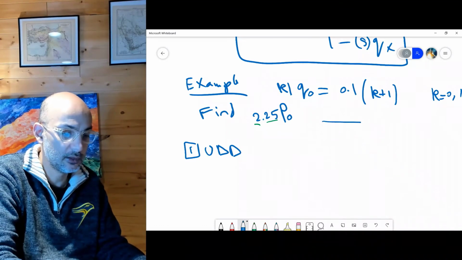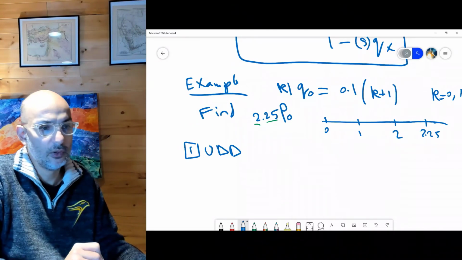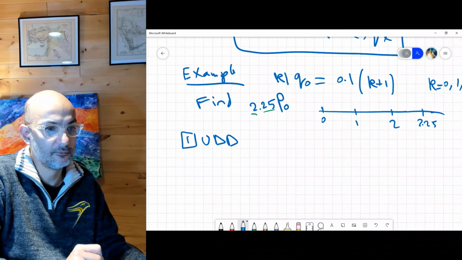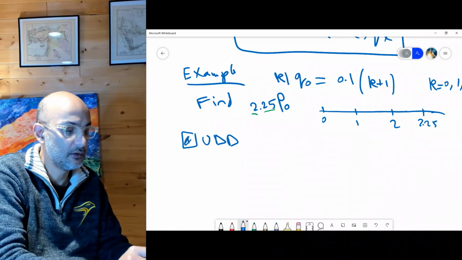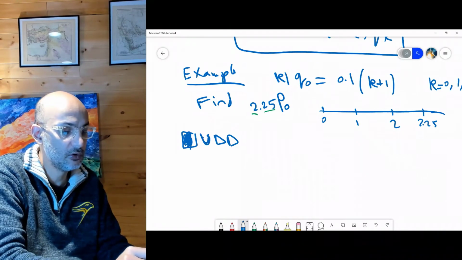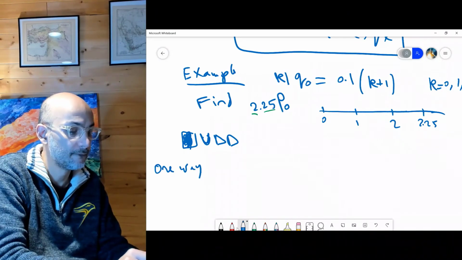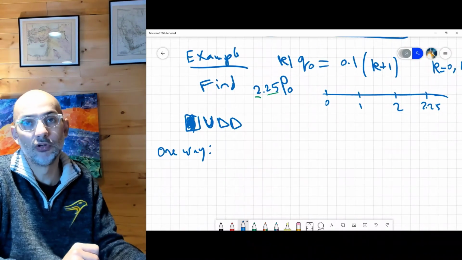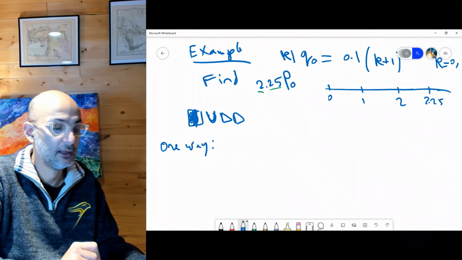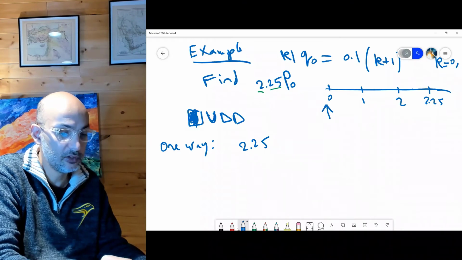Here, if you look at it, 0, 1, 2, 2.25. We'll take two different methods. We didn't take the other method, but we'll talk only about UDD, and we'll do it in two alternative ways. One way, and then I'll show you a shortcut. One way we'll use the formula, and then I'll show you how I do it so I can do it quickly. So now 2.25, a life at age 0 to survive to here.